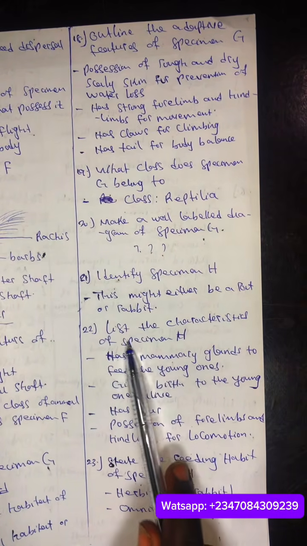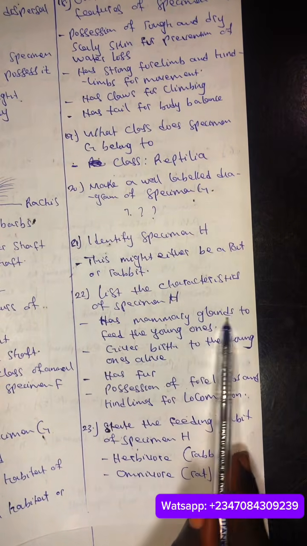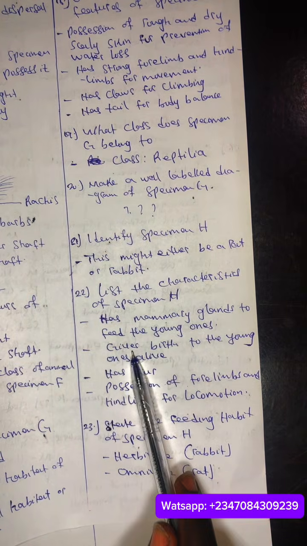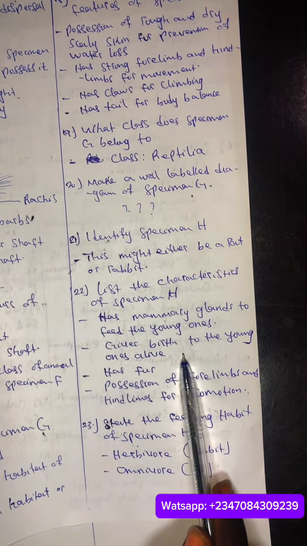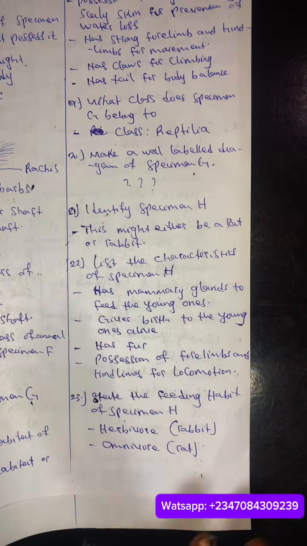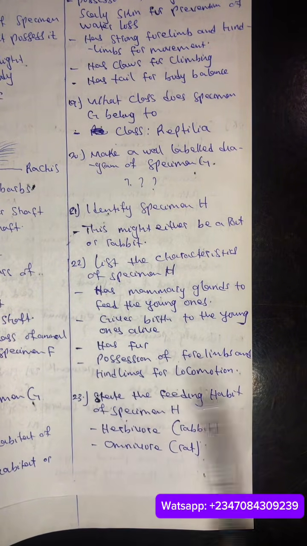The next one, list the characteristics of specimen H. Has mammary gland to feed the young ones. Both of them do. Give birth to their young ones alive. Both rat and rabbit do that. Has four. What's the meaning of four? Hair. That's the meaning. Possession of four limbs and in limbs for locomotion, for movement, and so on.